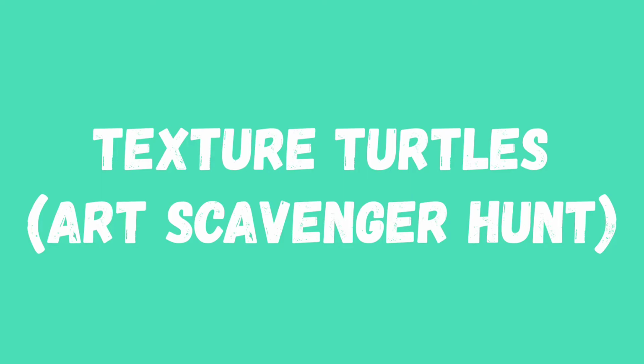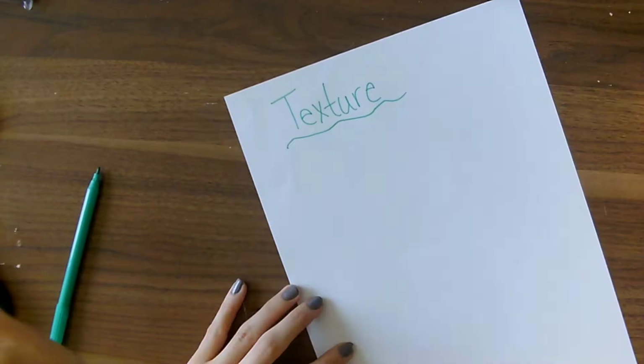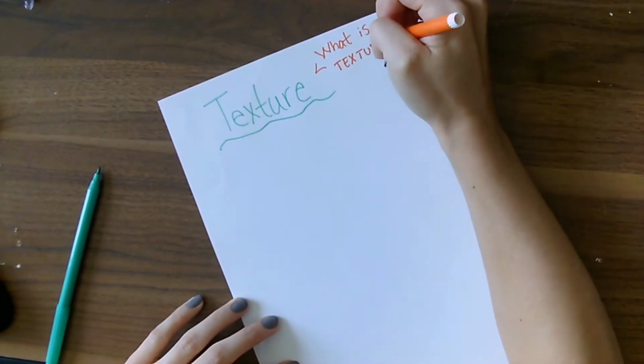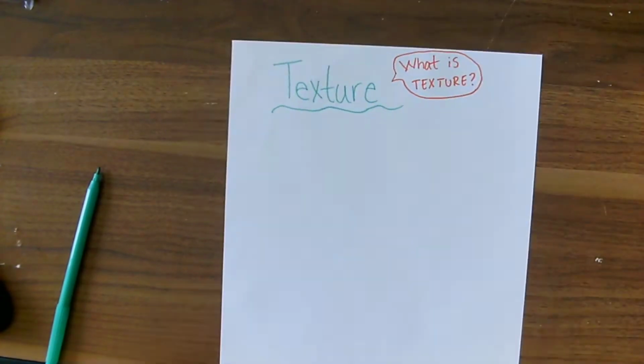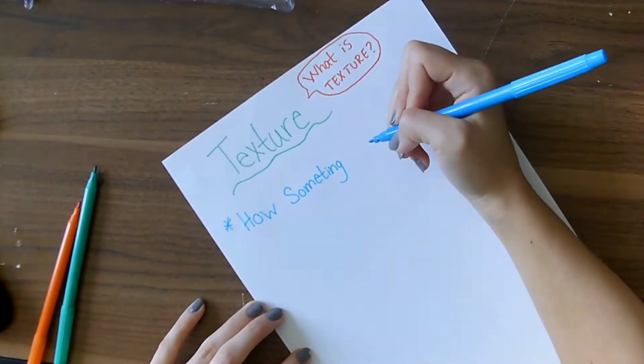So we're going to go ahead and look into a new art project today, and we're also going to be talking about a new element of art. Elements of art are basically things that artists use to create their artwork and to create more meaning in their artwork. There are a bunch of different ones. Today we're going to talk about texture.